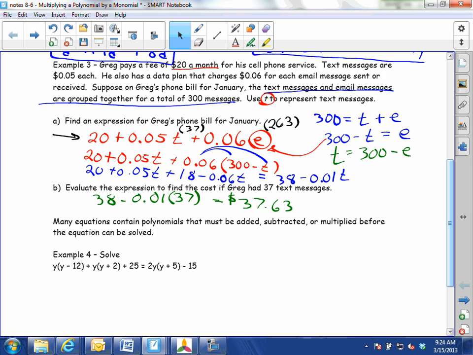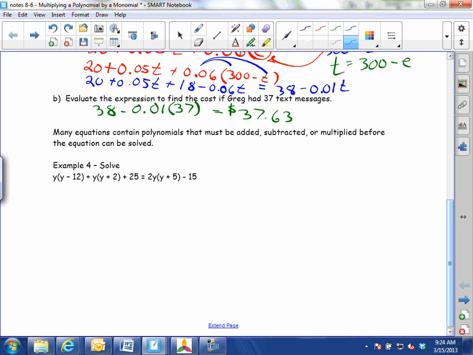Alright, any comments, questions? Okay, let's look at this last one. This last one we're looking at equations. Many equations contain polynomials that must be simplified or multiplied before the equation can be solved. So this looks really yucky, doesn't it? But we can simplify it by distributing through and then combining like terms, and it will distill itself down to something much, much simpler. Okay, so let's do some distributing.